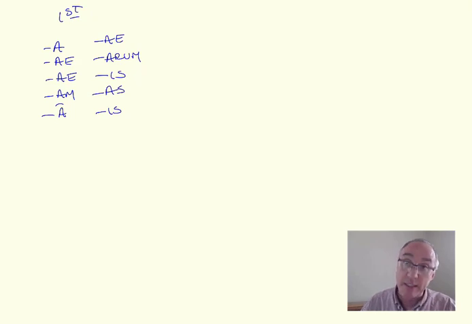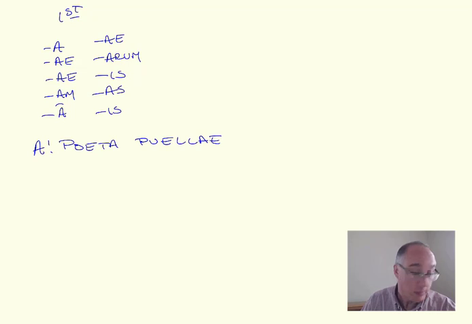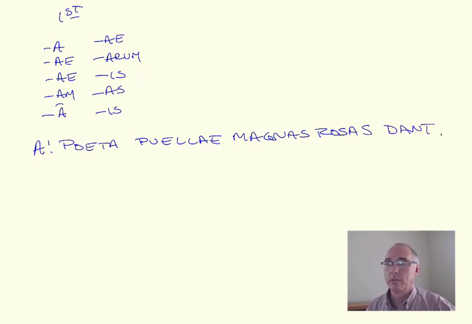Sentence letter A. Poeta puellae magnas rosas dant. So we have 5 words in this sentence. Something about a poet and girls and big roses.